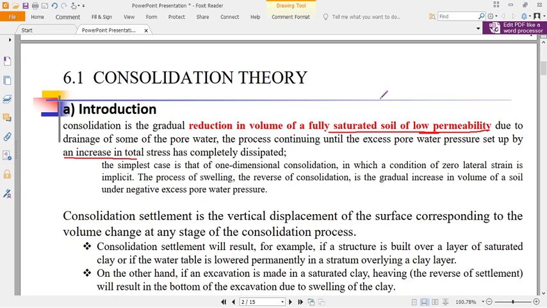Remember, this is set up by an increase. How do you determine that? If you have a point load Q on our soil, this point load will cause an increase in effective stress at a certain depth. Is that okay? So we looked at, in a previous chapter, the different methods of how to predict this increase in effective stress. And the simplest case is that of one-dimensional consolidation, in which a condition of zero lateral strain is implied or implicit.